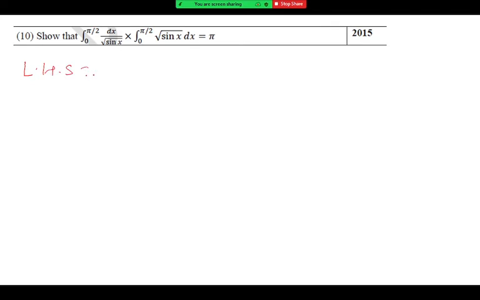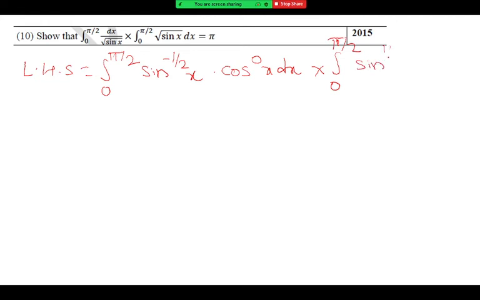That LHS I will write in this form: 0 to pi by 2, with the power of sine as minus 1 by 2. But there is no cosine term, so I can write cos raised to 0. Similarly, the second integral we can write as 0 to pi by 2 sin raised to 1 by 2 x into cos raised to 0 x. I hope there is no doubt in step number 1.